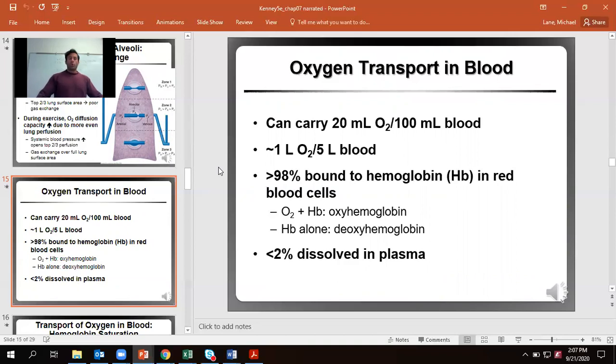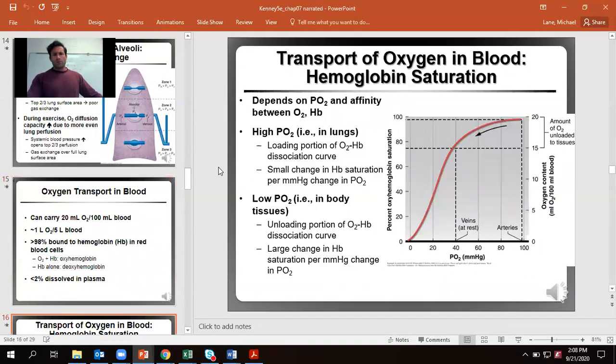And so when we put an oxygen in, bind it up inside of the heme group of a hemoglobin, we have what's known as oxyhemoglobin. When we've removed that oxygen, we now have what's known as deoxyhemoglobin, and a little less than 2% of oxygen is actually just going to be free floating inside of your bloodstream, but most of it is going to be bound up to hemoglobin.